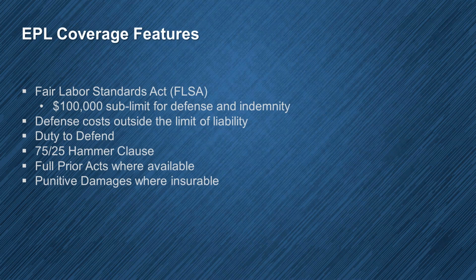California is one state where they are not insurable, but we do offer most favorable venue wording, which means that if the insured is based in California but has a location in another state, and that's where the claim is being brought, then it is allowable in that state, then we will provide coverage for it.